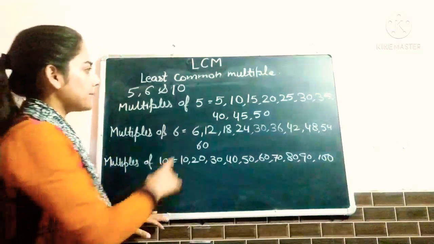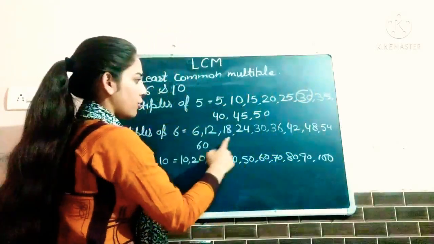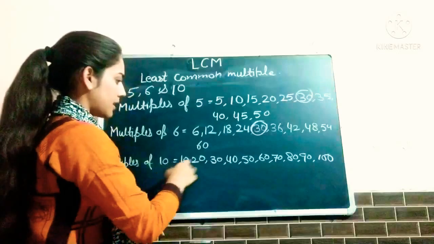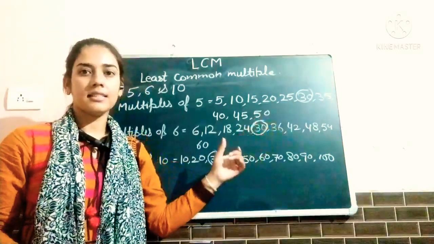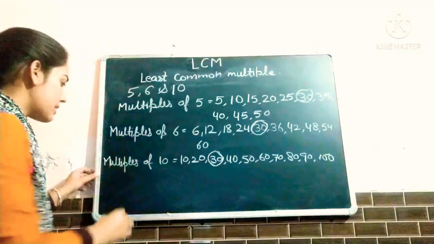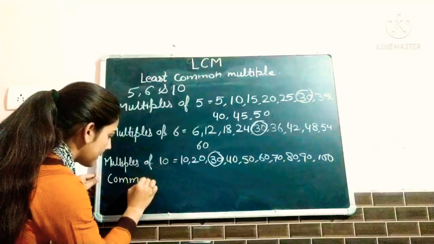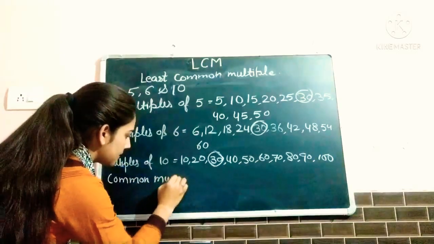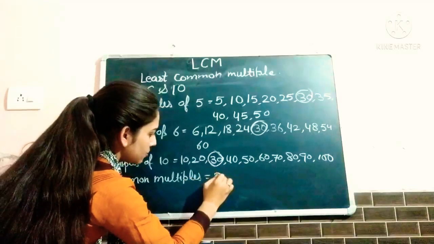Now look here. In this number 30 comes. 30 also comes in this number. 30 also comes in this number. It means 30, 30, 30. 30 is the common multiple here. So just write down here, common multiple is equal to 30. Okay.